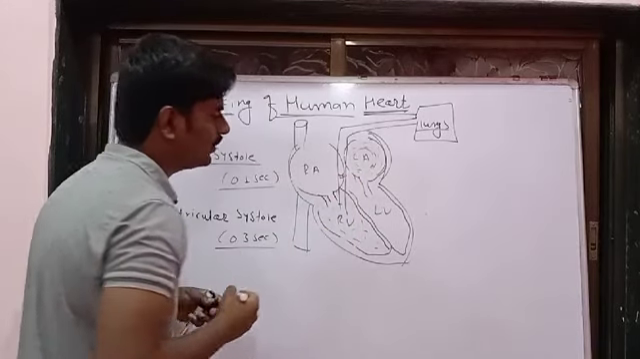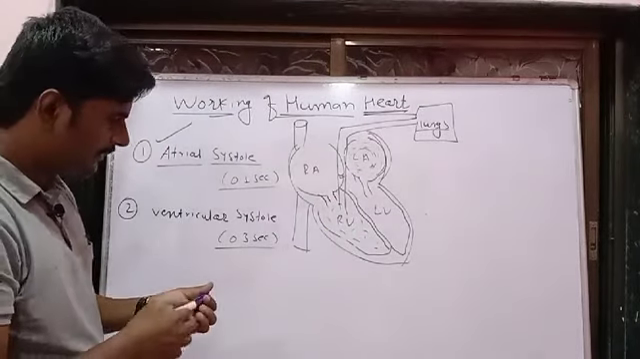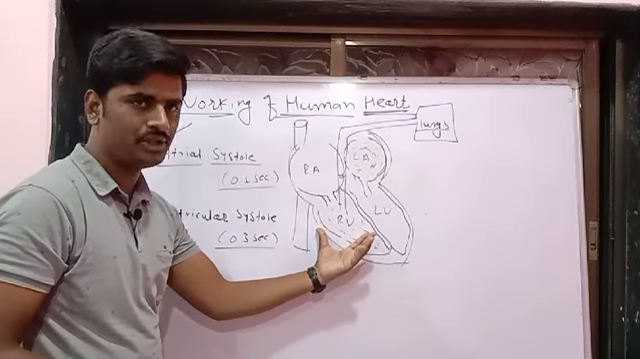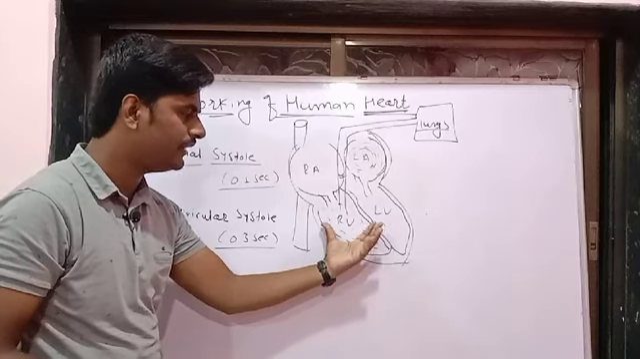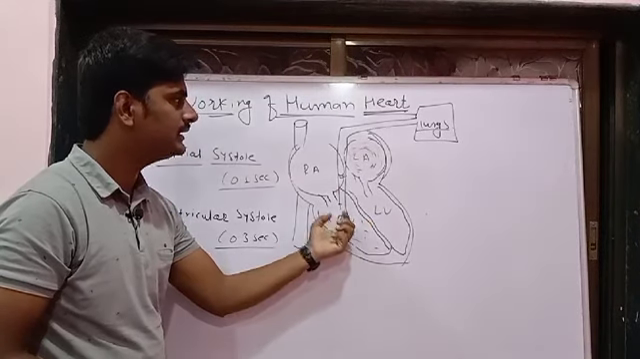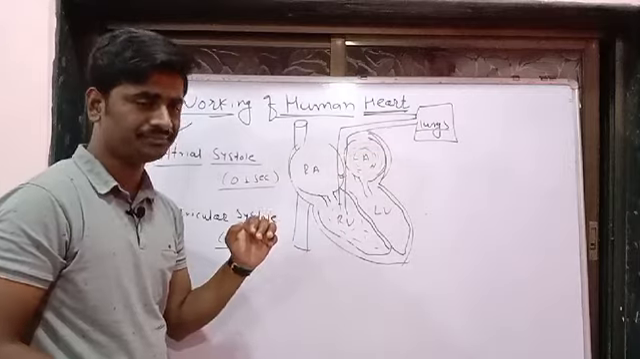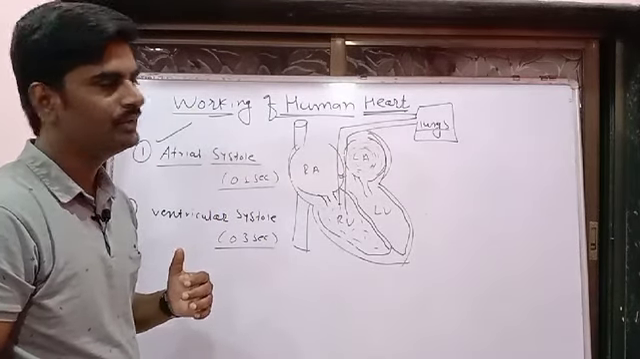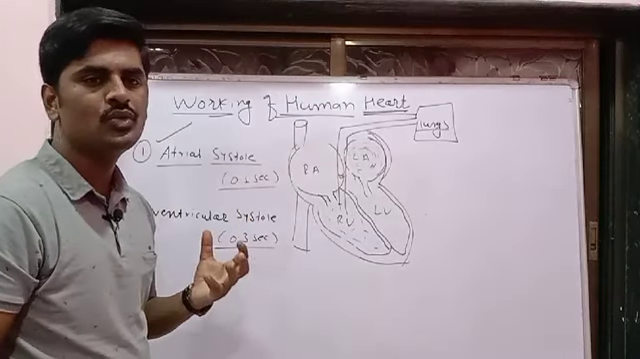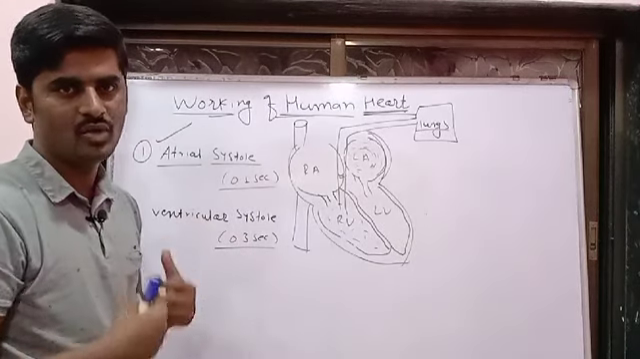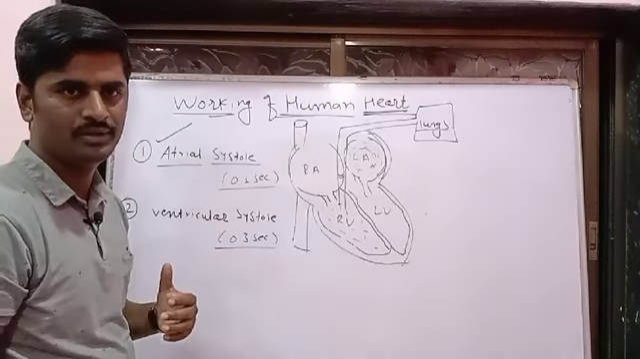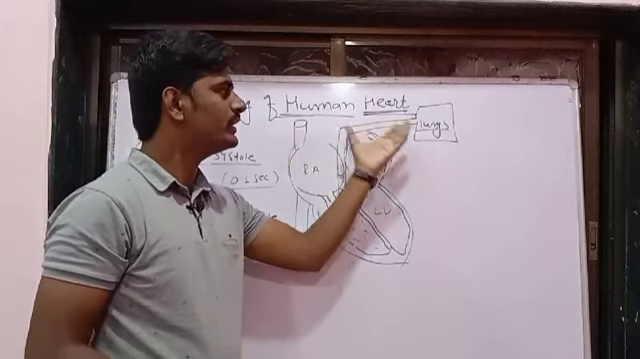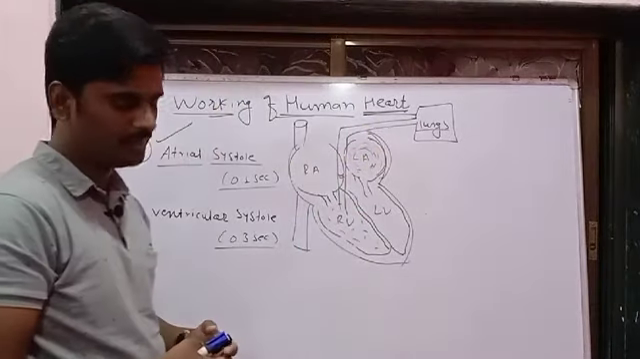Here the semilunar valve is present and the backflow is prevented. After contraction of the ventricle, the deoxygenated blood is transferred towards the lungs. For which purpose? For oxygenation, because all of you know that the lungs have a large quantity of oxygen whenever we are breathing, inhaling or respiring. So the deoxygenated blood is transferring towards the lungs for oxygenation.